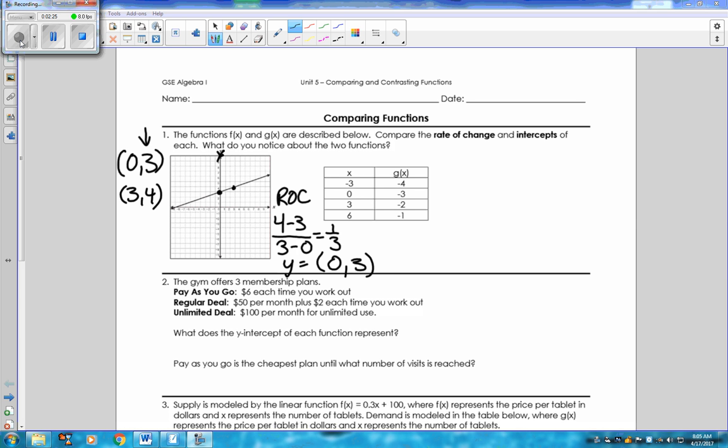As long as you say that, like, y equals 3. But most of the time you'll probably see it like this. So that's the rate of change and the y-intercept of the graph. Now I have to find the rate of change and the y-intercept of the table. So someone tell me what to write.